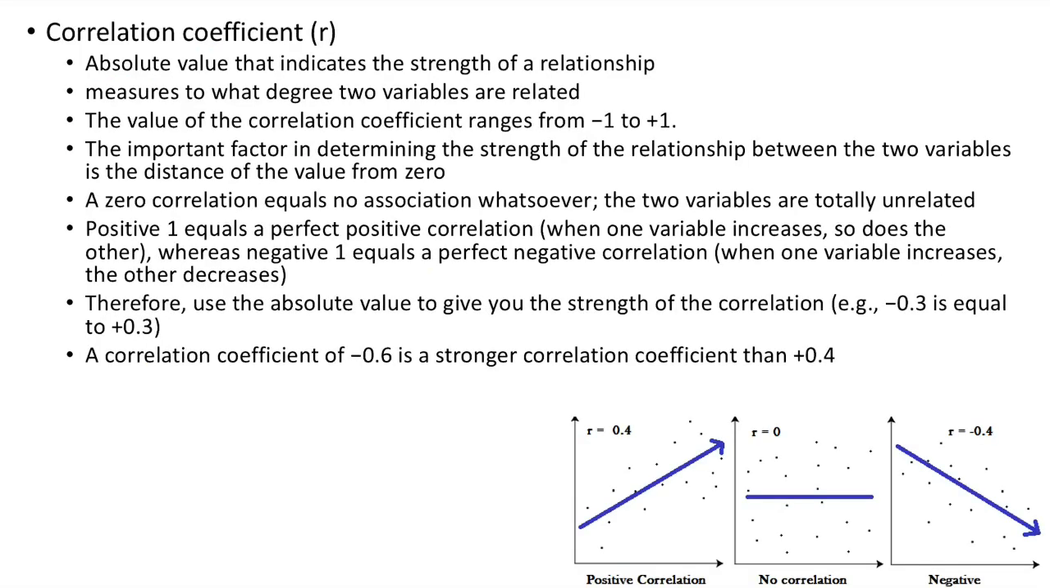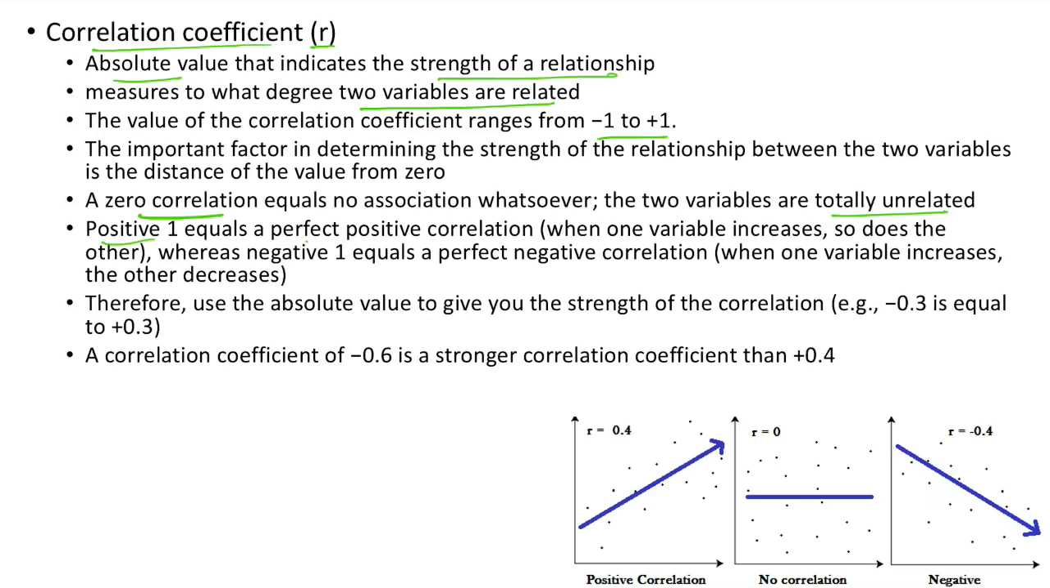Now let us see about correlation coefficient or R. It is an absolute value that indicates the strength of a relationship. It measures to what degree two variables are related. The value of the correlation coefficient ranges from -1 to +1. The important factor in determining the strength of the relationship between the two variables is the distance of the value from 0. A zero correlation equals no association whatsoever, that is, the two variables are totally unrelated.